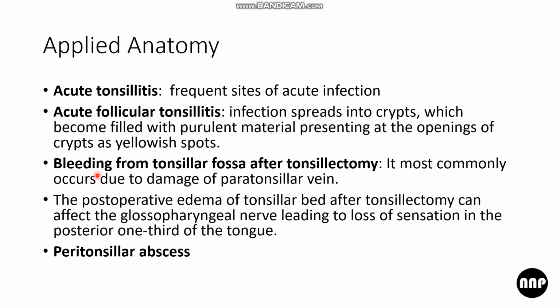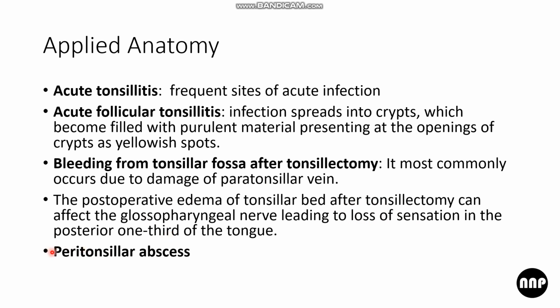Now there can be severe bleeding from the tonsillar fossa after tonsillectomy, most commonly due to damage of the paratonsillar veins. And also sometimes after a tonsillectomy, edema of the tonsillar bed can affect the glossopharyngeal nerve, which will lead to loss of sensation in the posterior one third of the tongue.